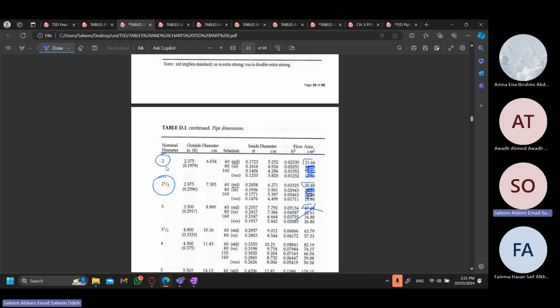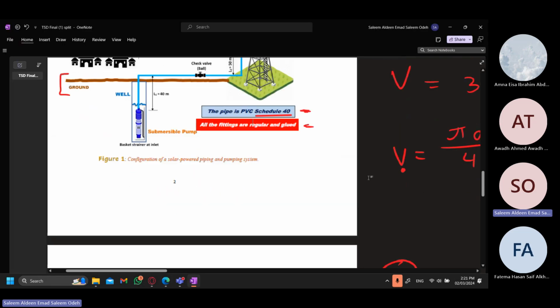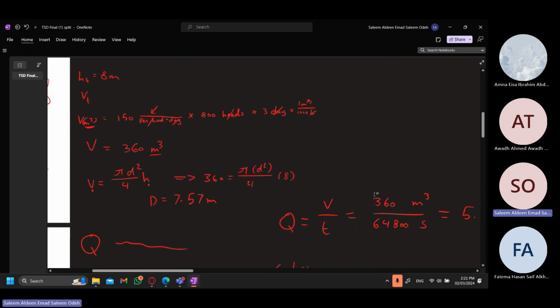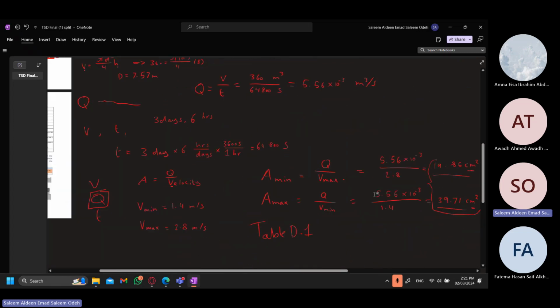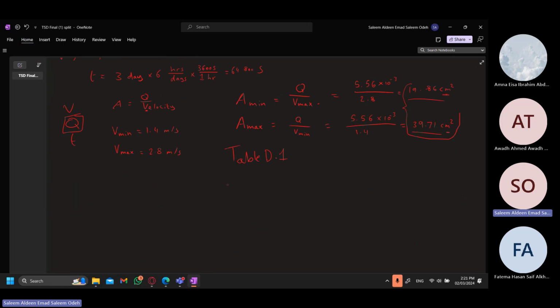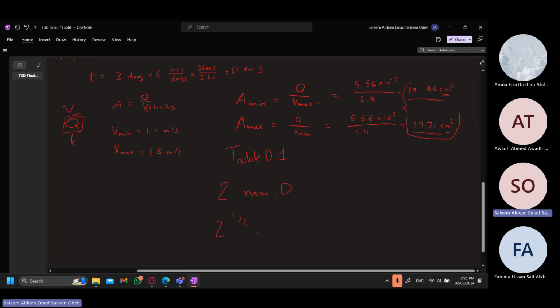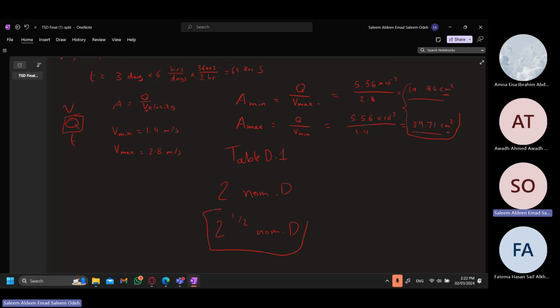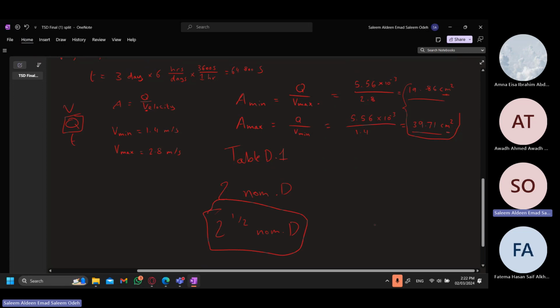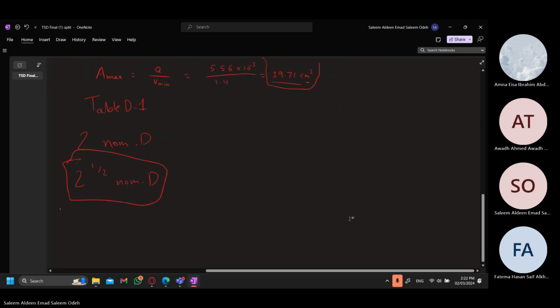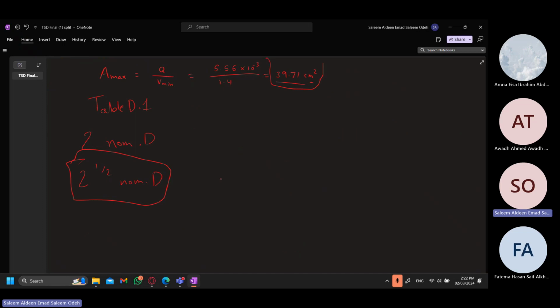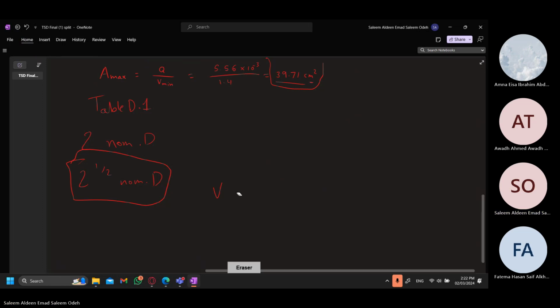Now, when you have more than one option, make sure that you always choose the bigger one, the one with the bigger area. So we have two options: 2 nominal diameter and 2 1/2 nominal diameter. Out of these two, this one is bigger, so we would go and calculate using these parameters. Now, we will also need to recalculate the velocity because now we have a new area.